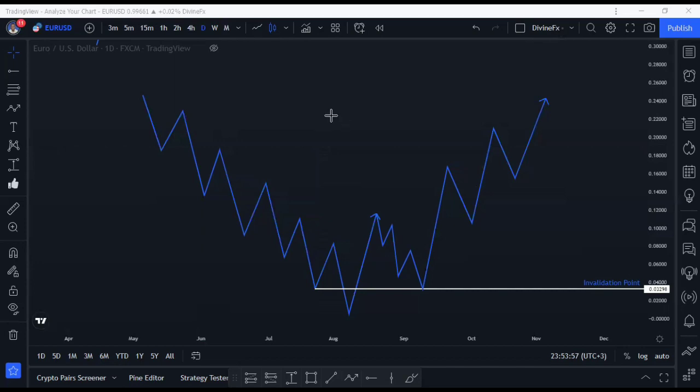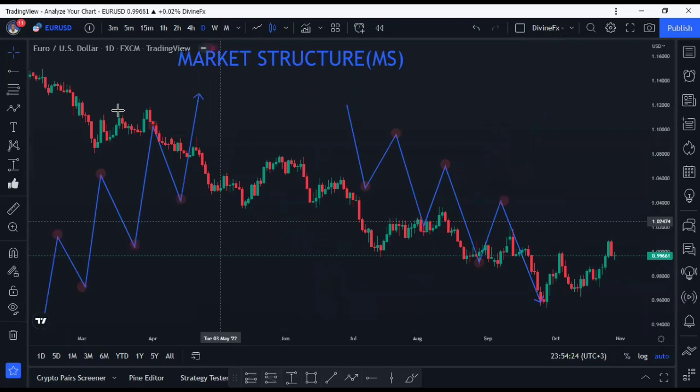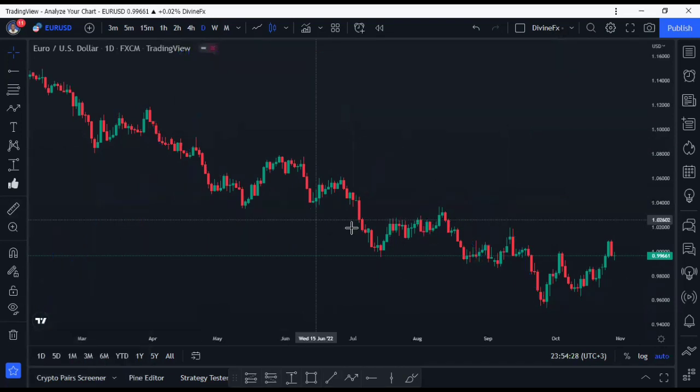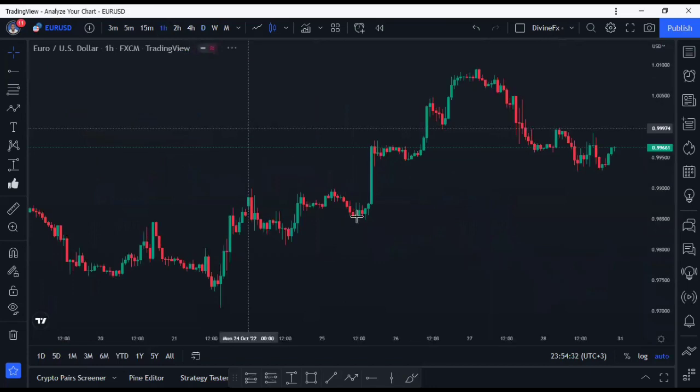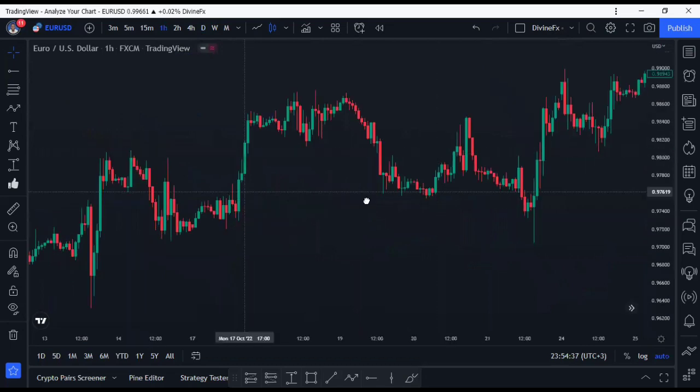So let's go to the live chart and see how these levels occur. This is the validation point, and you can see over here.